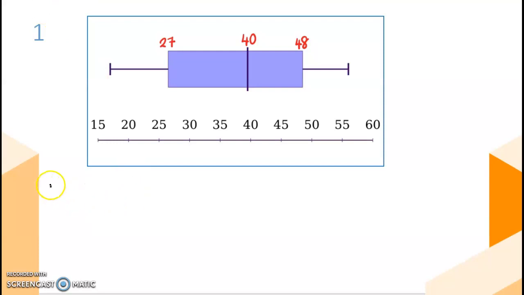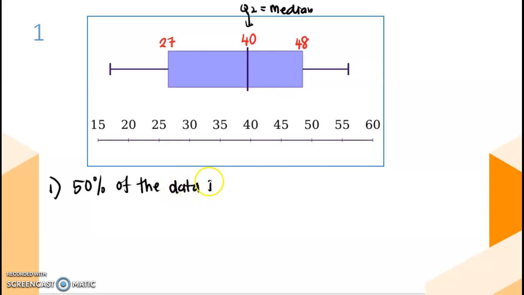Number 1, we can get 50%, half of the data is less than 40. We know that 40 is our Q2 equals to median. So median will be half. So 50% of the data is below 40 or greater than 40.